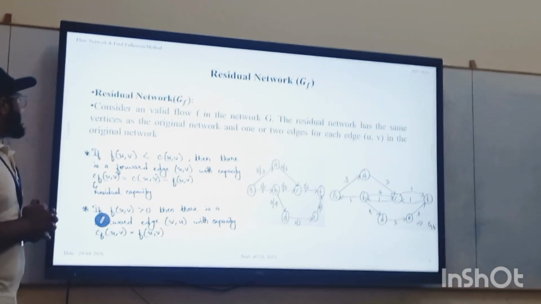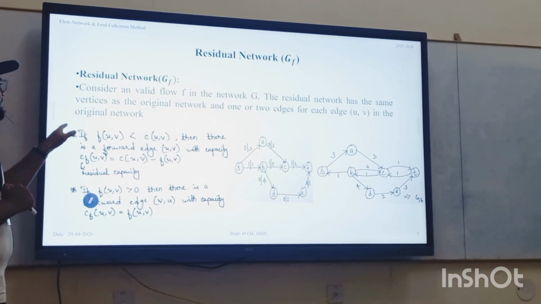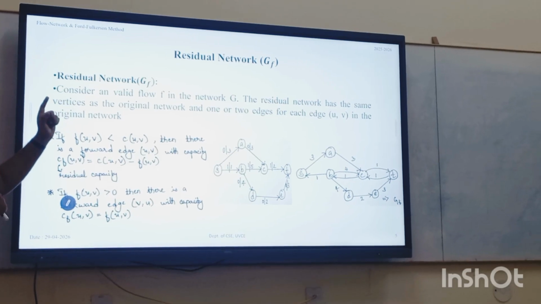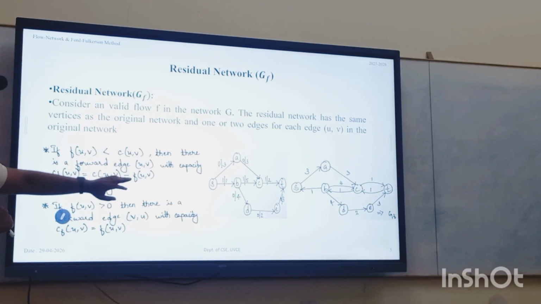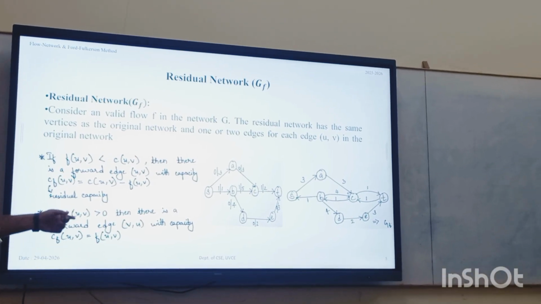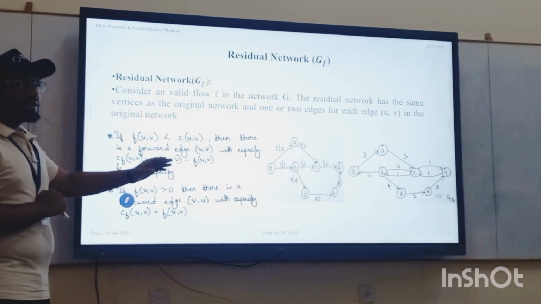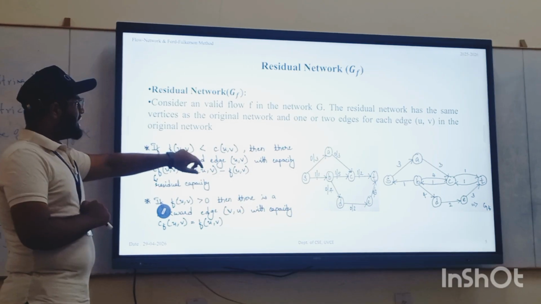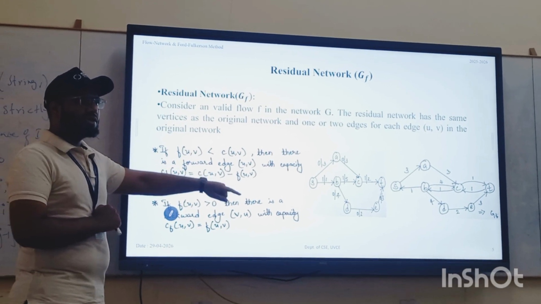See, consider a valid flow F in the network G. The residual network has the same vertices as the original network, and one or two edges in the original. So in the residual network, what we are doing is we are increasing the flow. We will consider one flow initially, flow F. To increase the flow, we consider a path such that we have the same vertices as the original, keeping one or two of the same vertices which we took in the original.